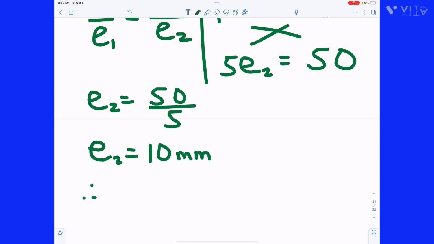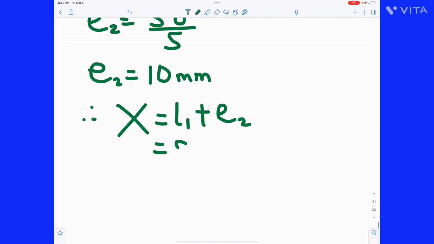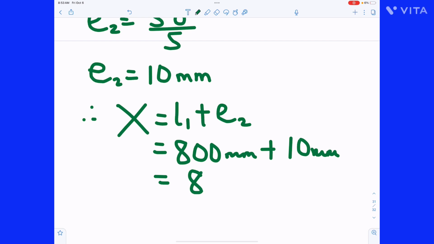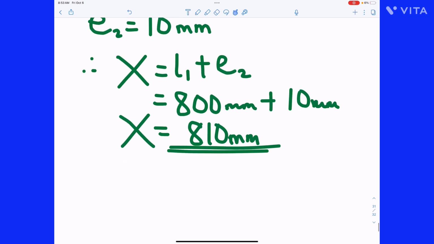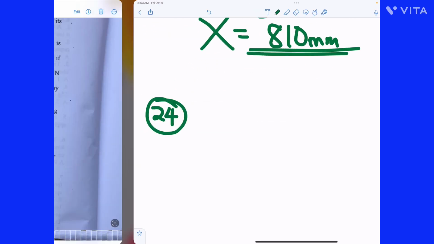That means x will be equal to 800, which is the original length, plus what? 10 millimeters. L1 plus E2. That's 800 millimeters plus 10 millimeters. That's 810 millimeters. That's the value of x. Look at that very well. It's a simple question.